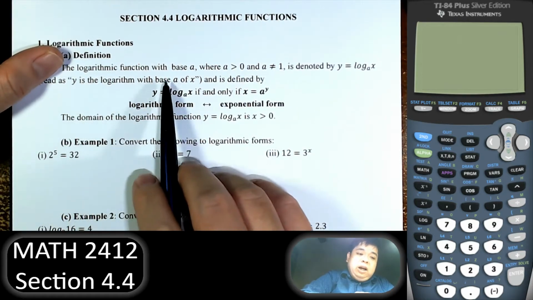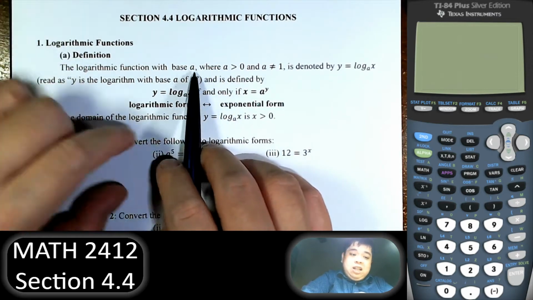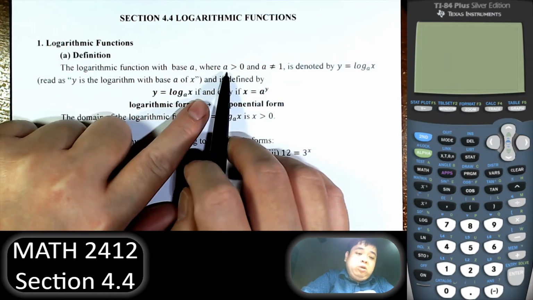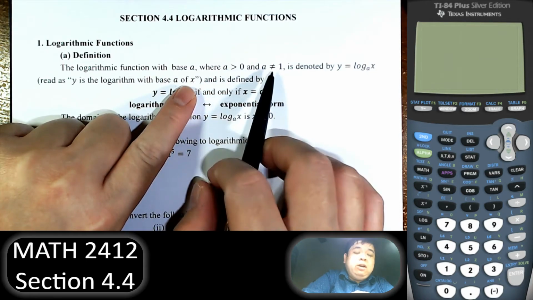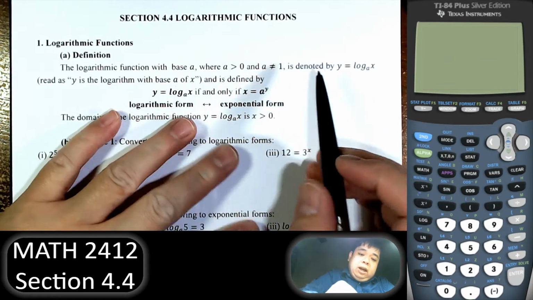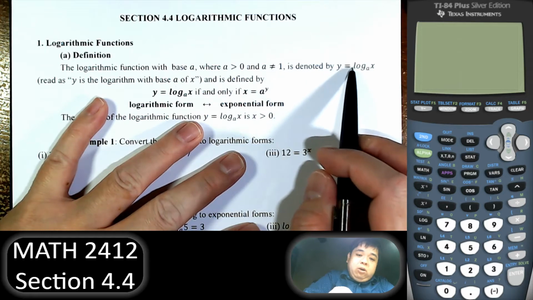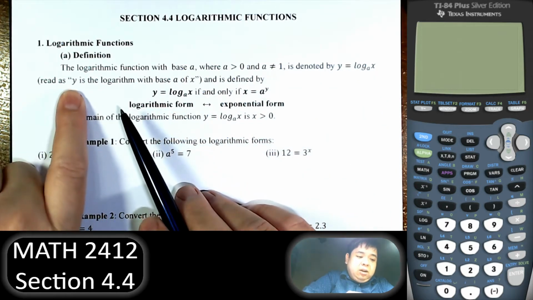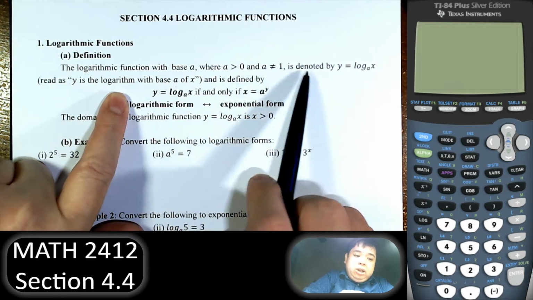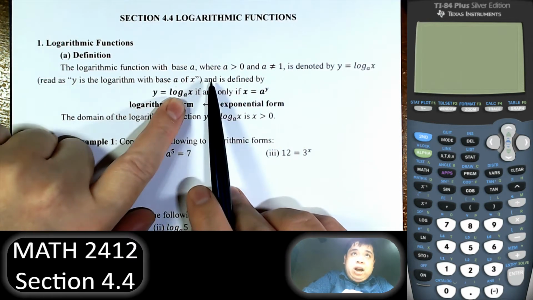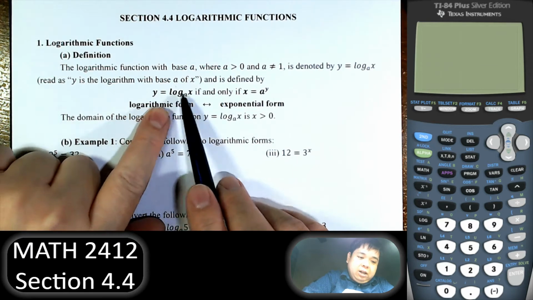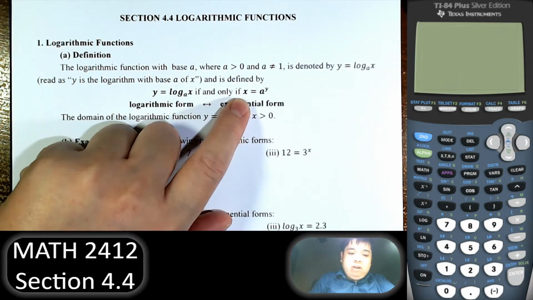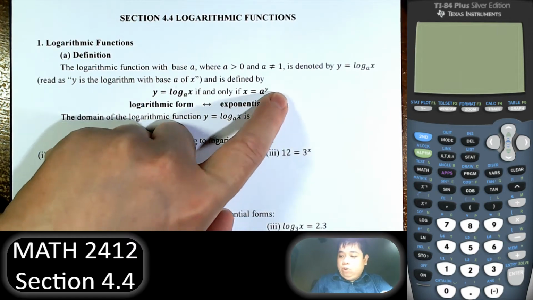Logarithmic function with base a. The base a here is defined similarly to the exponential function, that is, being positive and not equal to 1. It is denoted by y equal to log base a of x. We say y is the logarithm with base a of x, and we define it like this: y equal to log base a of x if and only if x equal to a to the y power.